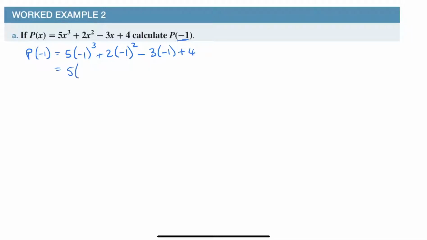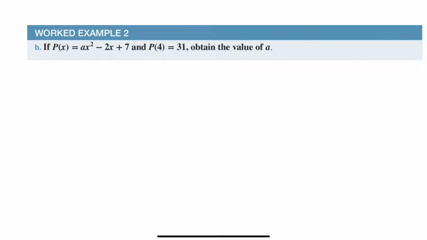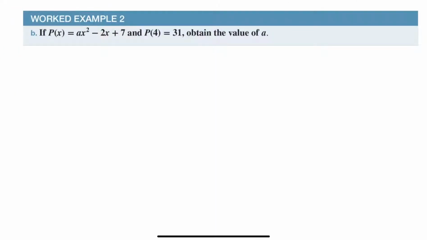This is going to be 5 times. If I have -1 cubed, it's a negative times a negative times a negative, which is positive, then negative, so that is -1, plus 2 times, squared, negative times a negative is positive. A -3 times a -1 is a +3, plus that 4. This will give us 5 times -1 is -5, plus 2 plus 3 plus 4, and that gives us a total of +4.